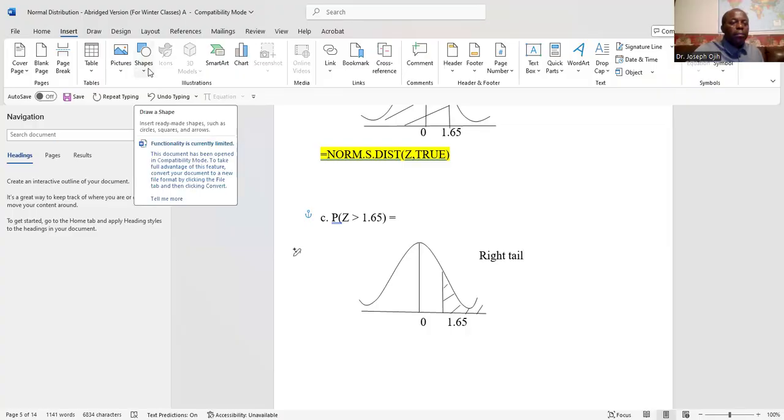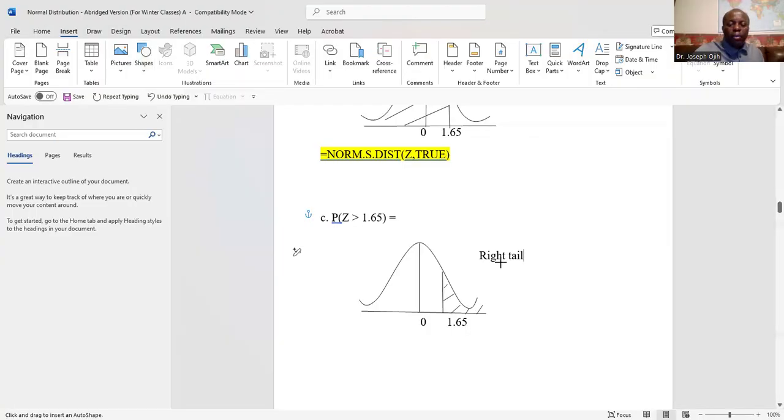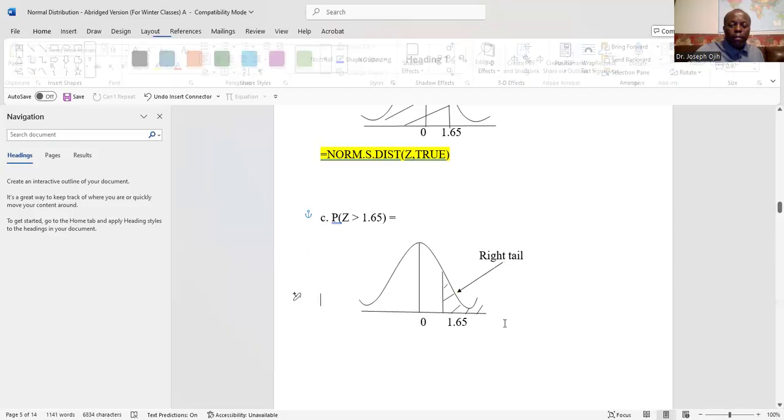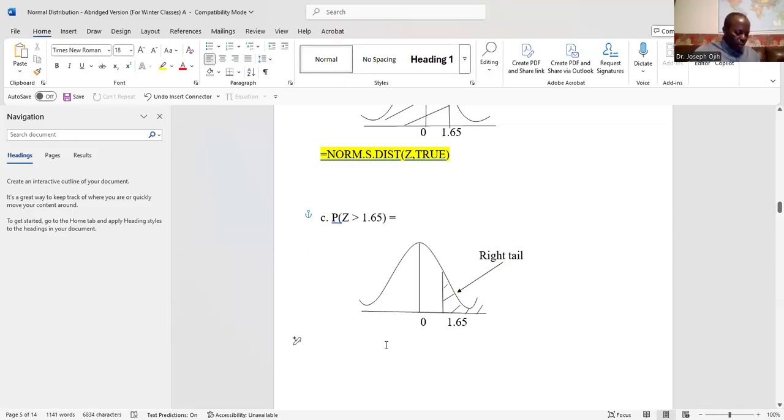So it's at the right tail. For the right tail, I'm going to use this: equals 1 minus NORM.S.DIST, z, comma, true.